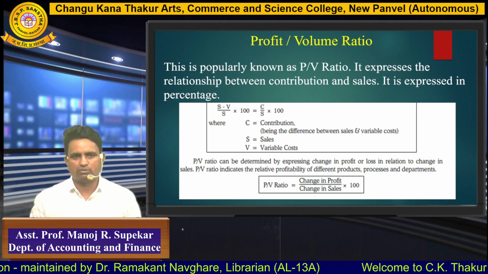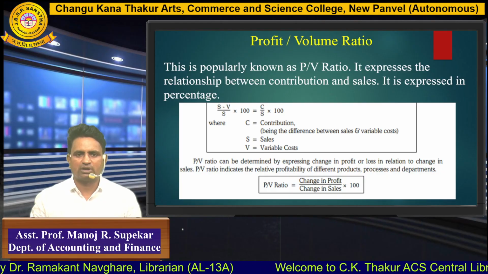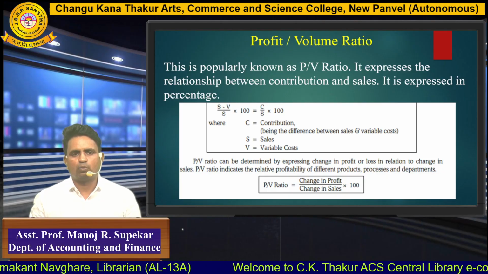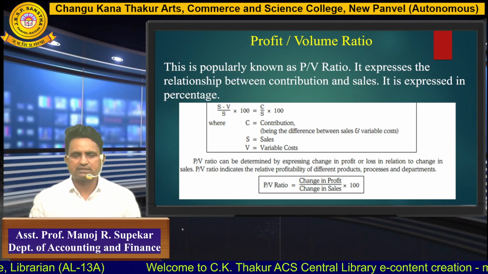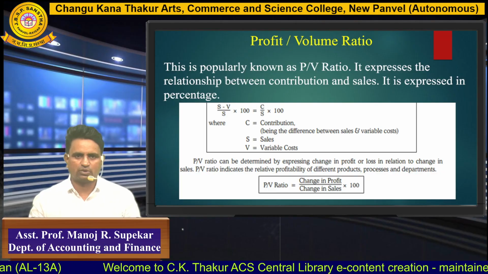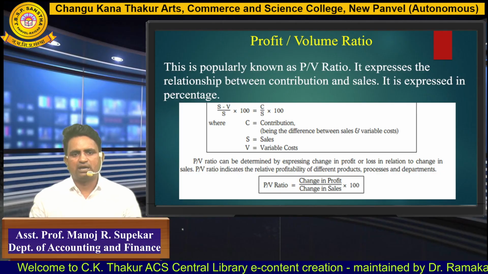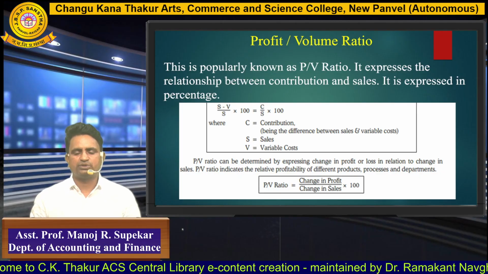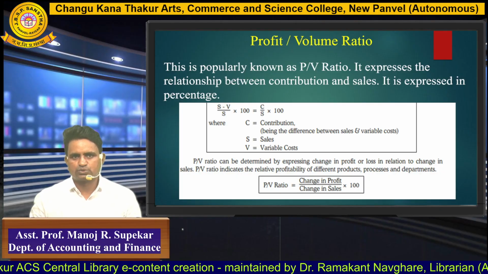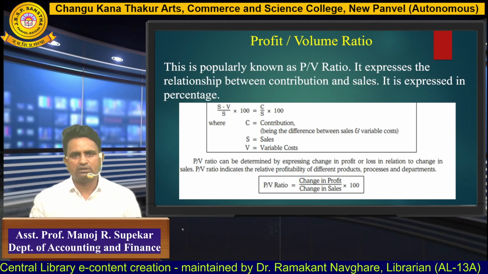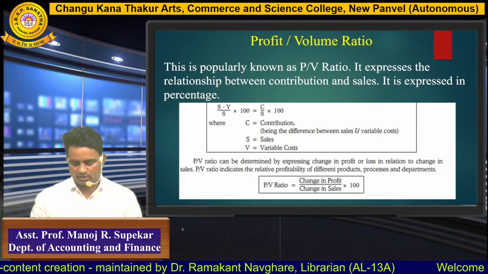So there are two formulas. One is C upon S into 100. We use this formula when we are given a single year's profit and contribution, single year's sales and single year's variable cost of the organization. And if the two years' profit and two years' sales of the company are provided, then you can use the second formula. So PV ratio is very important because this ratio defines the success of the organization.